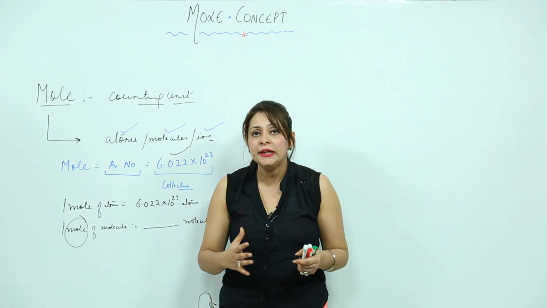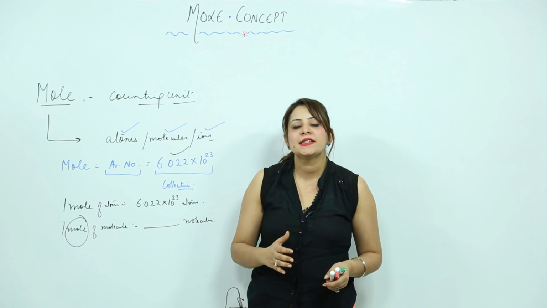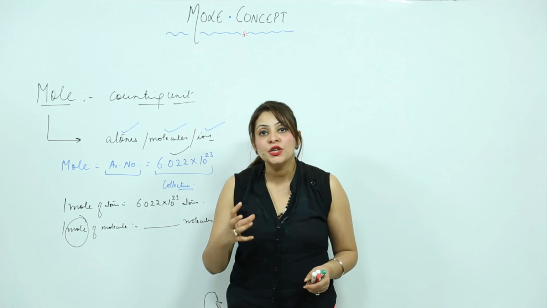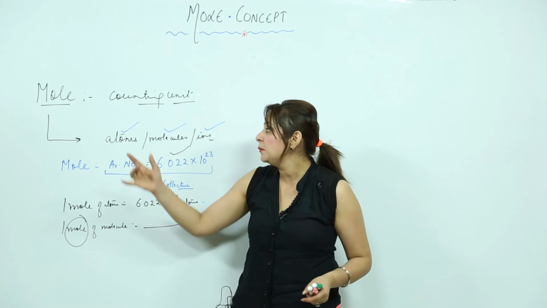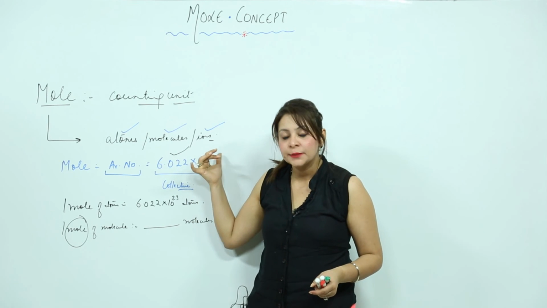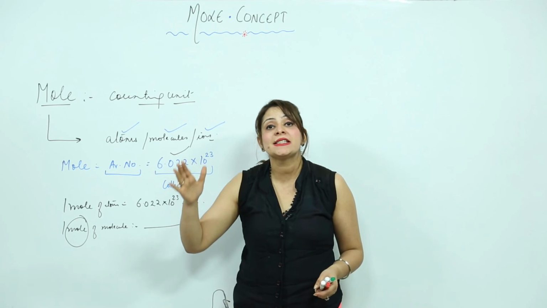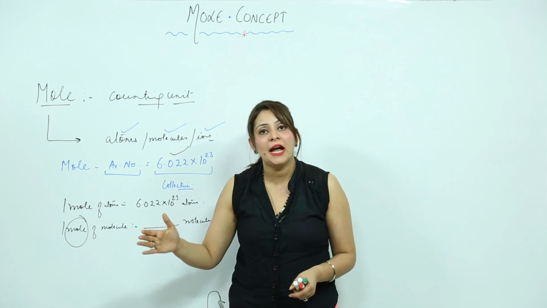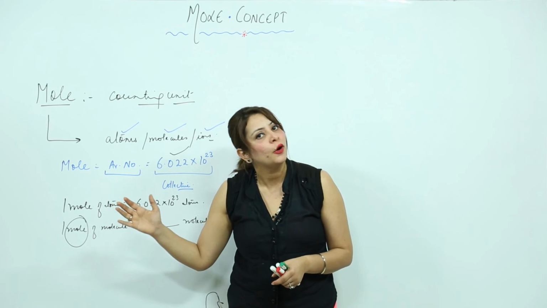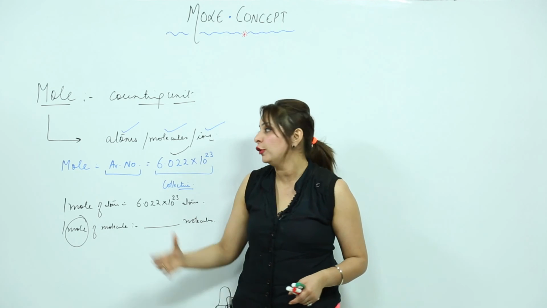So again I am repeating, if somebody asks you to define the mole in technical language, you need to answer: mole is that quantity which contains the same number of entities. Entities means they can be atoms, molecules or ions, right? So mole is a quantity which contains the same number of entities as present in 12 grams of C12 isotope of carbon. So this is how you will write the technical definition for a mole.